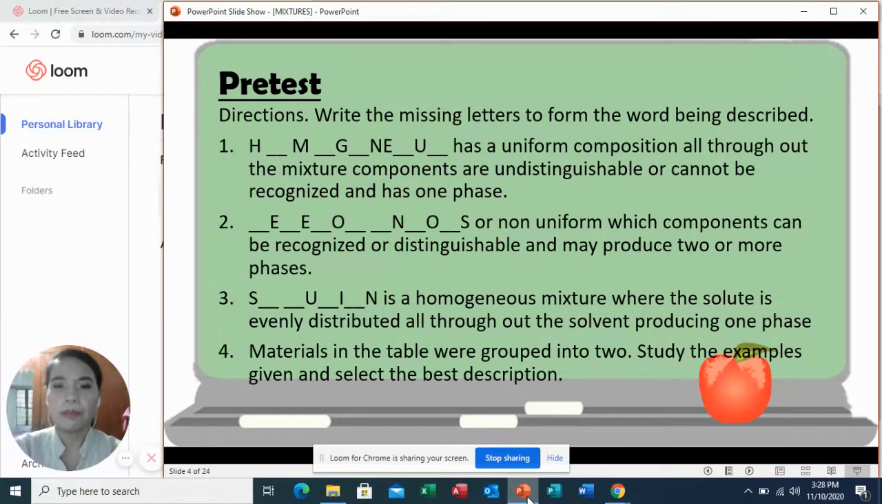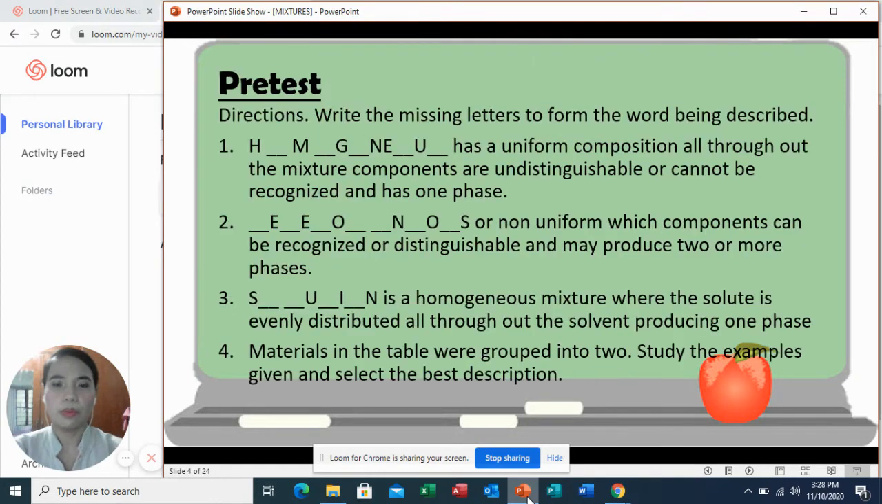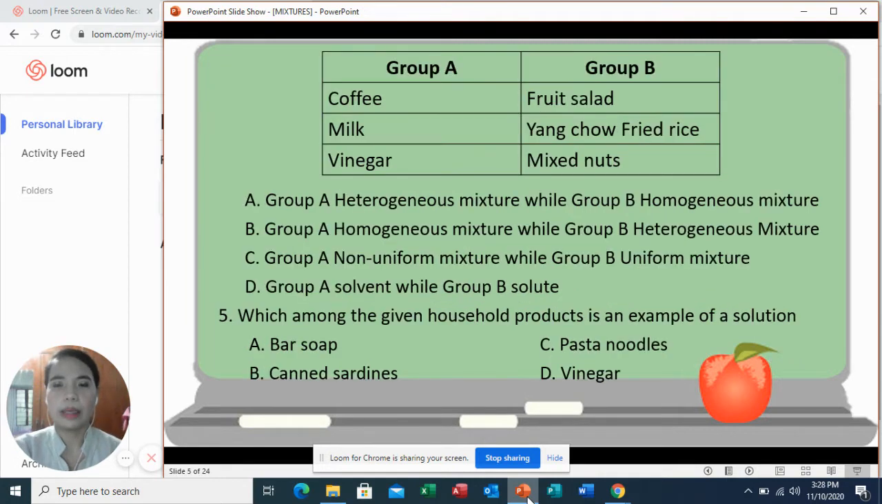Number four, materials in the table were grouped in two. Study the examples given and select the best description. This is the table. In group A, you have coffee, milk, vinegar. In group B, you have fruit salad, yamcha fried rice, and mixed nuts. How were you able to categorize these two groups? Choose the letter of the correct answer. Now, number five, which among the given household products is an example of a solution? If you don't have any idea about this, we're about to discuss those concepts.